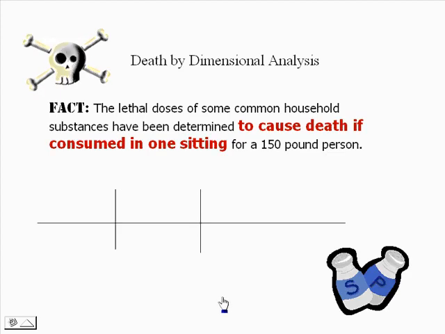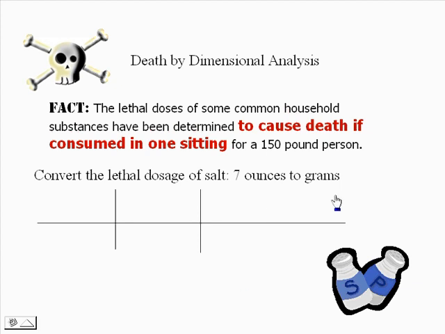Death by dimensional analysis. It's been shown that if you have a certain amount of common household substances, it will cause death if you have it in one sitting. So for instance, the lethal dosage of salt is 7 ounces. I want you to convert this to grams. Start with what you're given, 7 ounces.